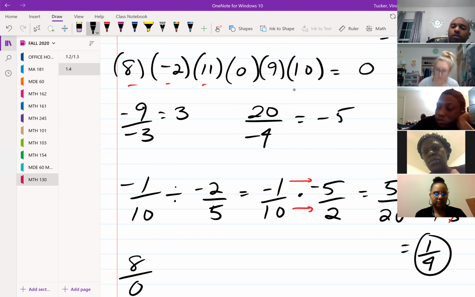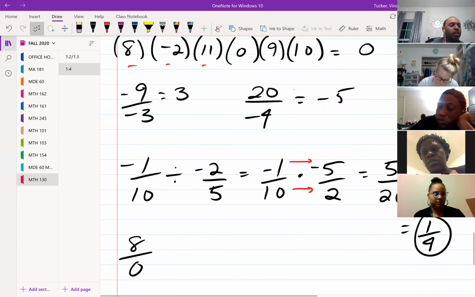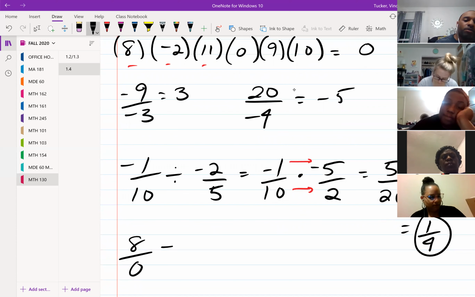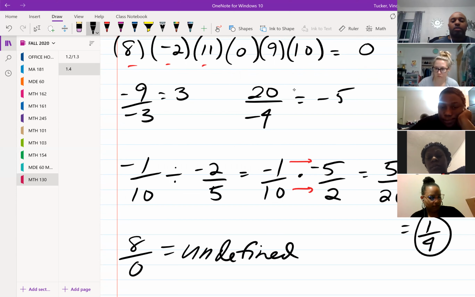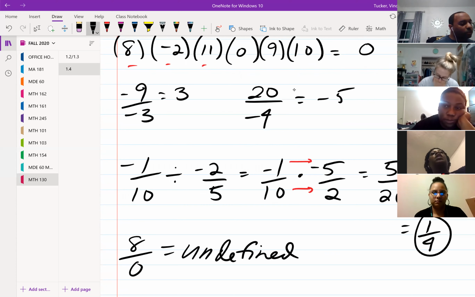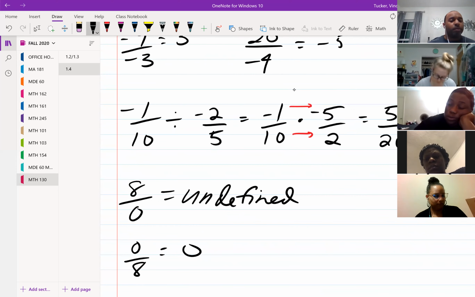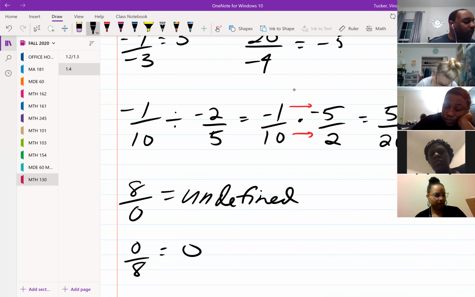All right. Last one, try not to get caught up on that. 8 divided by 0 is undefined. It's not even a number. So always remember 0 in your denominator is bad. Do not want 0 in your denominator. Now 0 over 8 though is 0. But 0 in your denominator, 8 over 0, would be undefined. Anything over 0 is undefined.